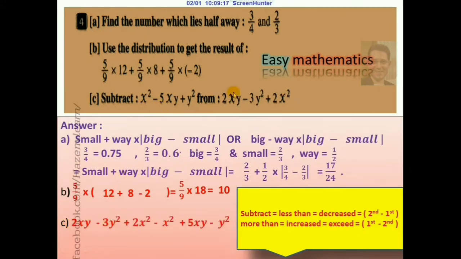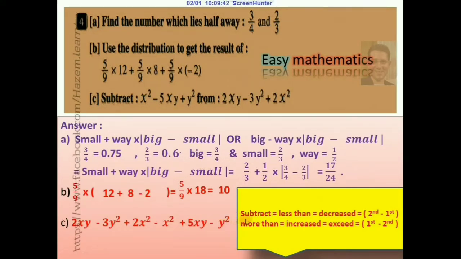Letter C, we write 2xy minus 3y^2 plus 2x^2 as it is, and change the sign of all the first algebraic expression, like that. Positive x^2 changes to negative x^2. Negative 5xy changes to positive 5xy. Positive y^2 changes to negative y^2. Okay, this is very important.